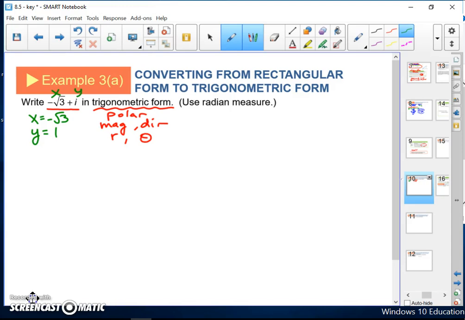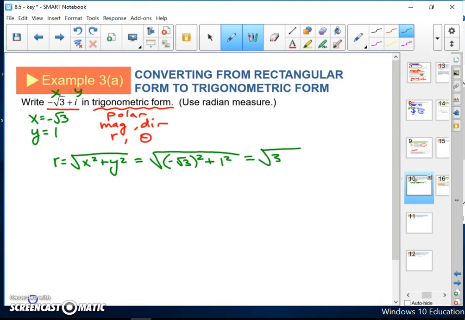Okay? So your r, we know r equals the square root of x squared plus y squared. That's the magnitude. And so we're going to have the magnitude equal to the square root of negative square root of 3 squared plus 1 squared. Square root of 3 squared is 3. So we're going to have square root of 3 plus 1, square root of 4, that's 2. The magnitude is 2. Okay, the length of that vector is 2. That's what that's saying, right?